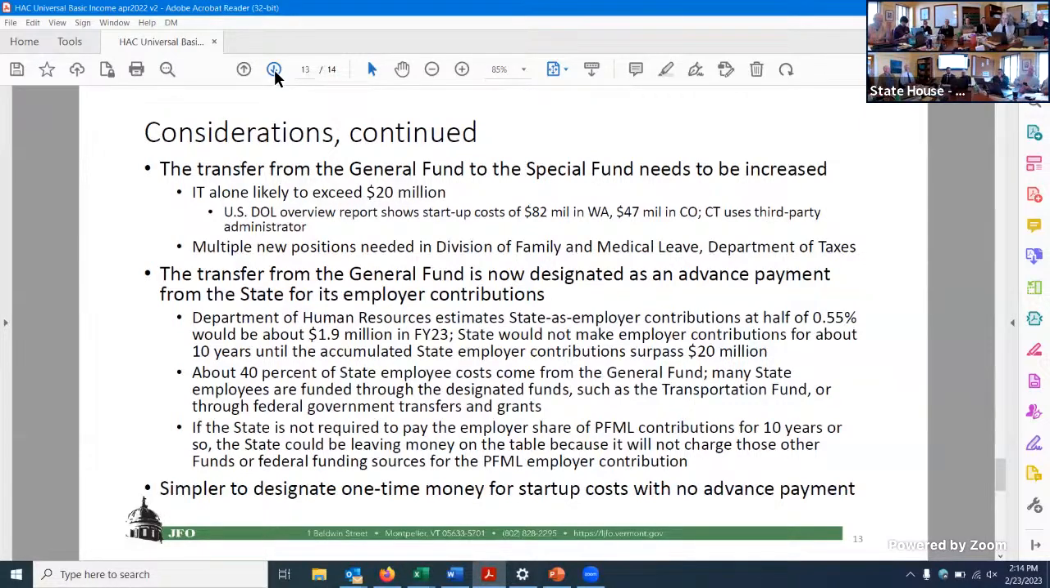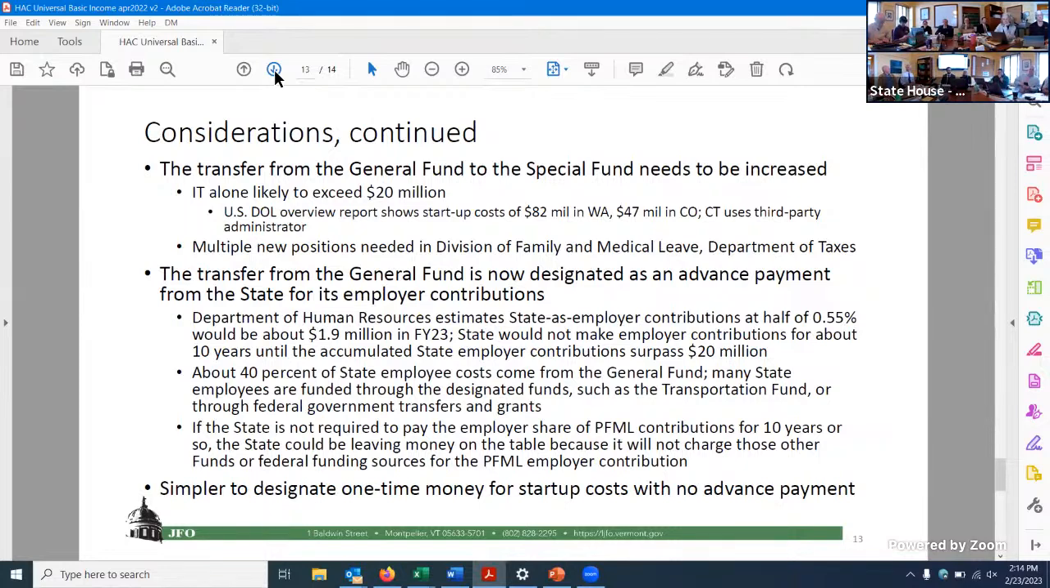Yes, and on top of the IT costs, which could be many millions of dollars, we also know that we would have to fund multiple new positions, both in the Division of Family and Medical Leave, which is part of the Treasurer's Office, but also in the Department of Taxes. So it looks like there will be larger startup costs than is currently provided in the bill.